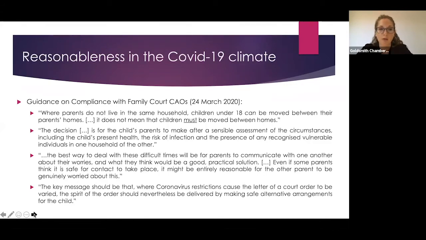The court wants parents to communicate with each other. The court wants it to be a sensible discussion where the risk and assessment of the circumstances are considered when the parents are looking at alternative ways for contact to continue during the current restrictions and certainly during the current health crisis.